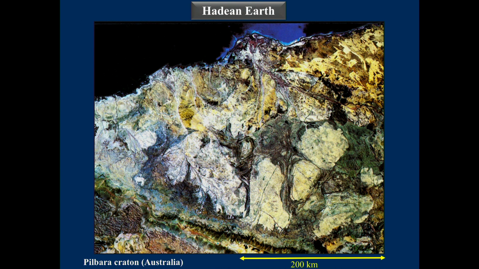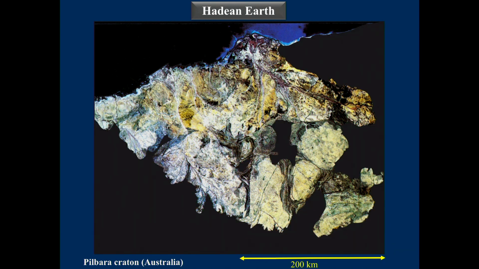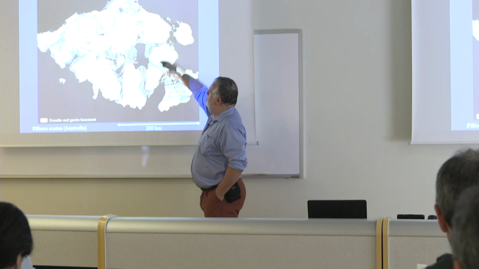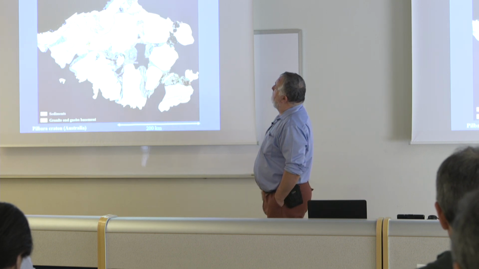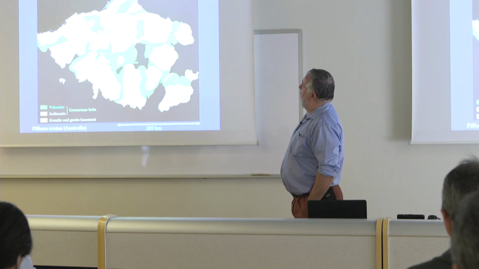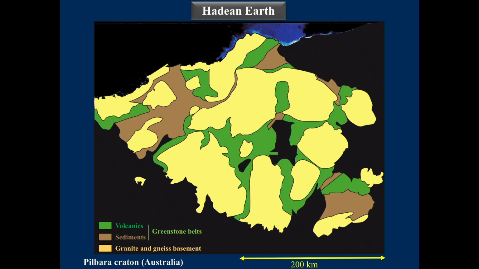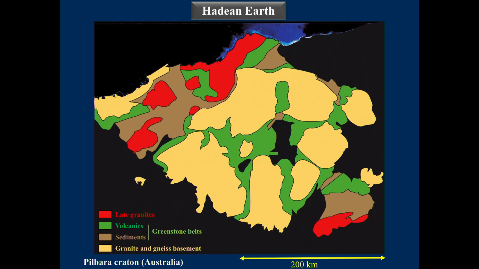The scale is given here. And we can find several kinds of rocks. First, I eliminate the rocks that are not Archaean in age. And here are granitic rocks in yellow. We have some sediments in brown and some volcanic rocks in green. And among the granitic rocks, we have old ones, the yellow ones, and late, younger ones, that are the red ones.